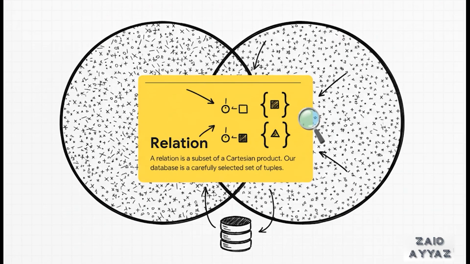See, in mathematics, a specific chosen piece of a Cartesian product is called a relation. And that is exactly what our student database is. It is a relation. It's a carefully selected set of tuples that we've picked out from that enormous universe of every possible student tuple. And you know what? This simple, powerful idea is what won out against all these other, way more complex models of storing data.